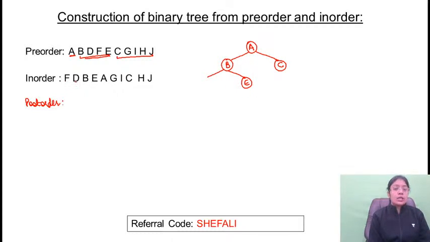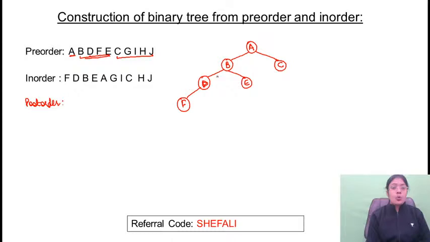F and D are on the left. Among F and D, D is coming first. So D will be the root. And F will be on the left or right. It is decided by the in order. So F is present on the left of D.